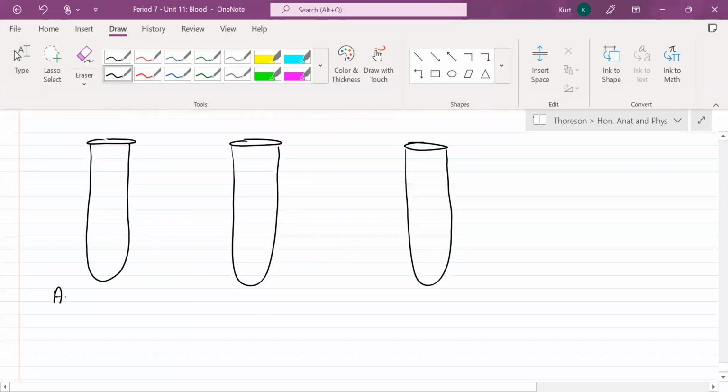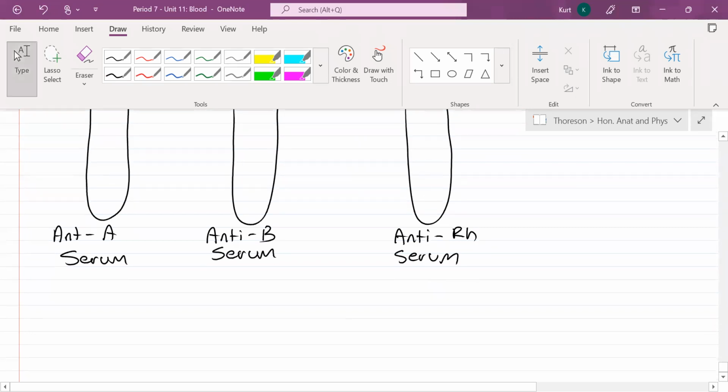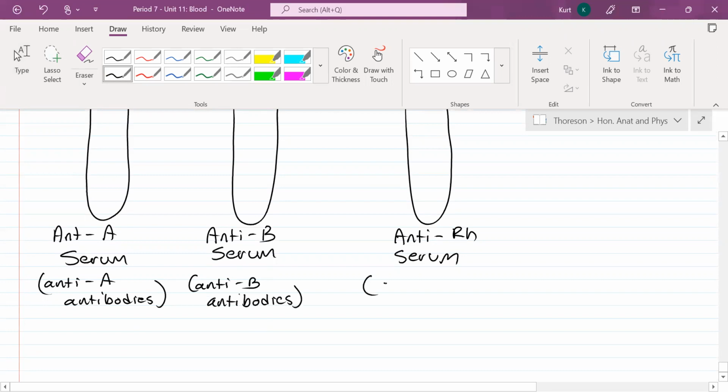Vial number 1 is going to be called anti-A serum. We're going to have anti-B serum. And we're going to have anti-Rh serum. Sometimes they just call that D, I don't know why. But anti-A serum is going to have anti-A antibodies. Anti-B is going to have anti-B antibodies. That means that it goes after antigen B. And then we're going to have anti-Rh antibodies.